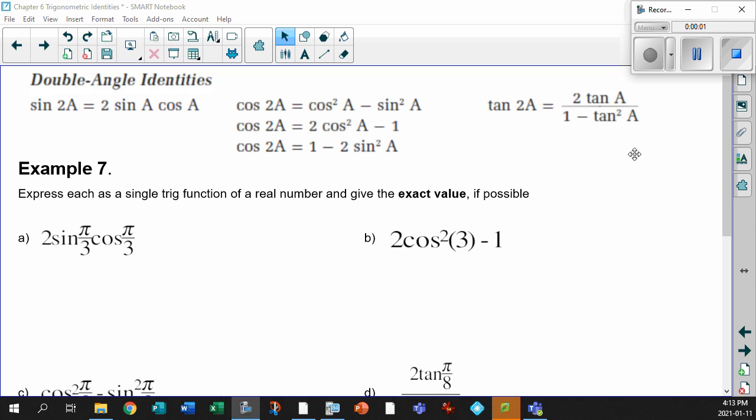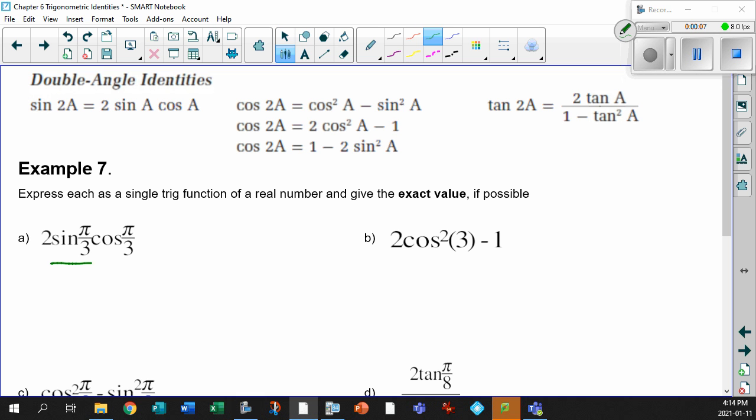You probably remember something like this when we looked at sum and difference identities. Remember? Look at what you have here and try to match it up with something here. Okay, so read the question. First thing it says, express each as a single trig function. That's why you're going to use the identities. And then give the exact value if possible. Okay, so we can figure that out.